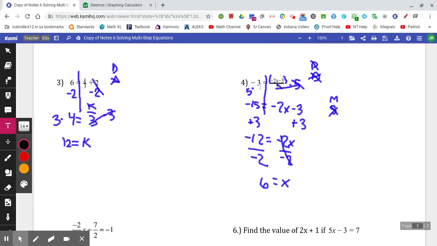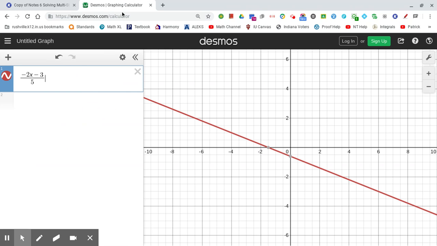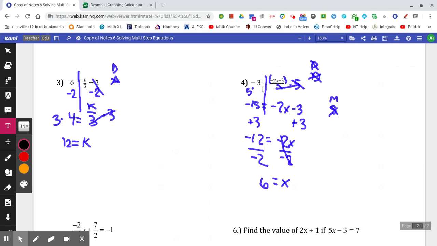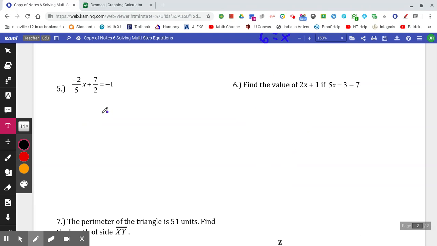Again, how you can check is go back to the original equation. We need this expression to equal negative 3. So I'm going to type this into Desmos. So negative 2x minus 3, highlighted it, divided by 5. All right, that gives me this entire fraction. But now I'm going to replace x with the value that I found it to be equal to, which was 6. So I put it in parentheses, and now all of this expression is equal to negative 3, which is what I had here, which tells me I'm correct.